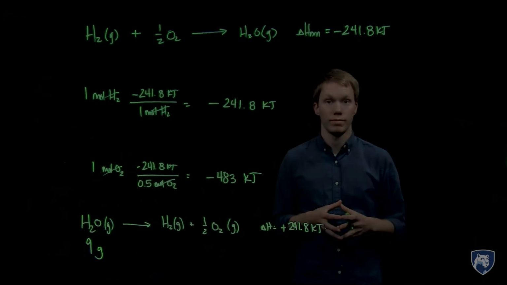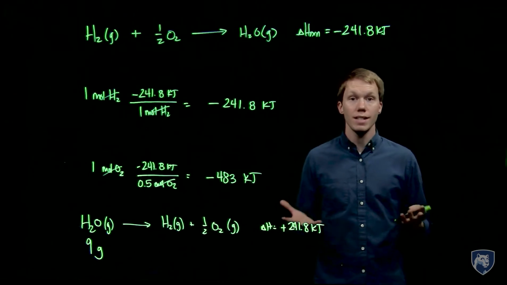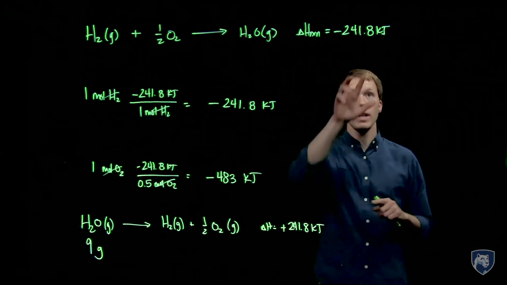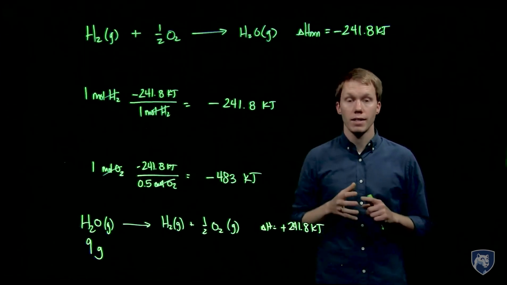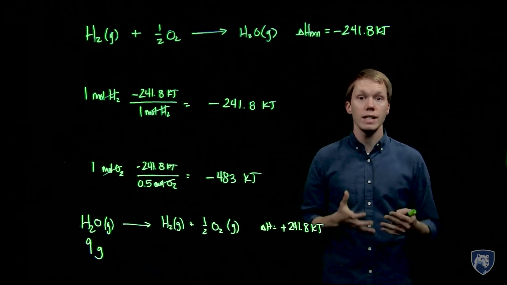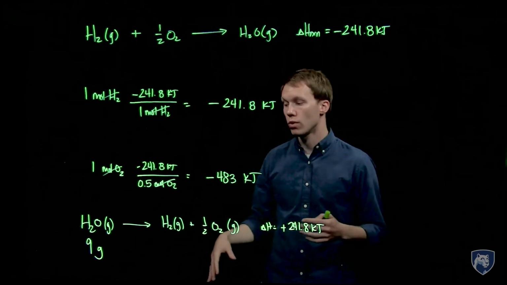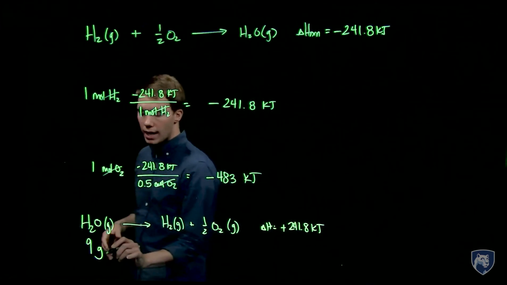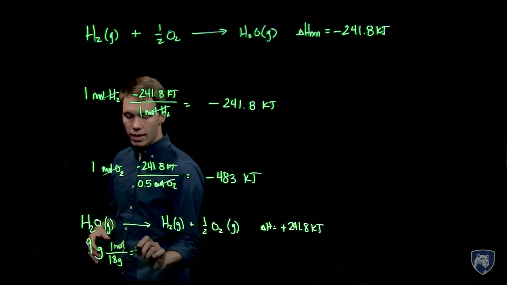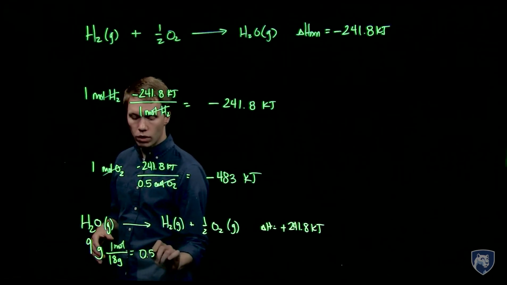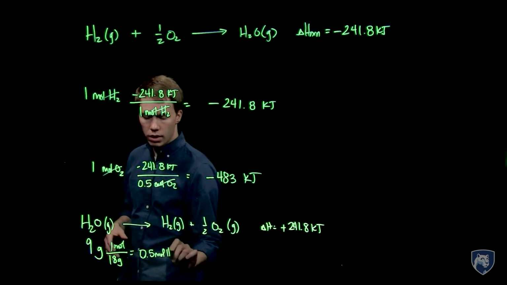So tell me how much heat is going to be consumed when 9 grams of water is converted to hydrogen and oxygen. The first thing that we need to do is to get on that mole train. We know that we have units of kilojoules per mole from our balanced thermochemical equation, and so we need to get from mass of water to moles of water. So 9 grams divided by 18 grams per 1 mole means I'm going to have 1/2 a mole of water.